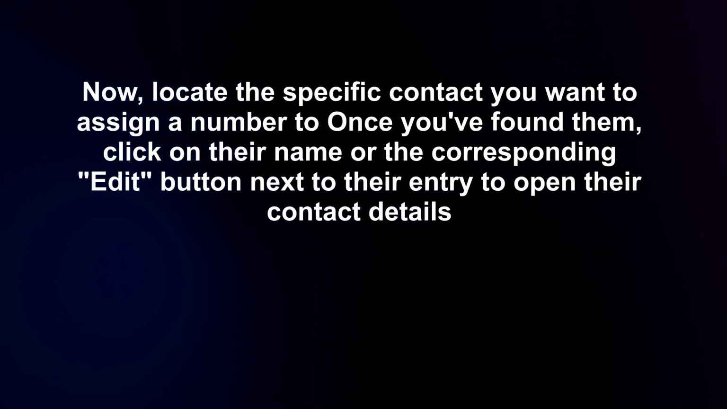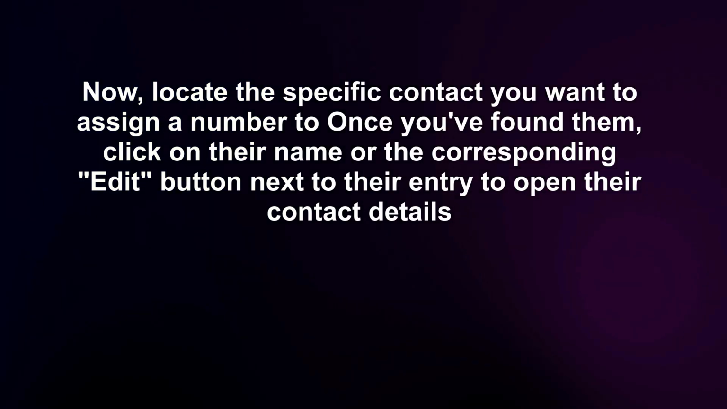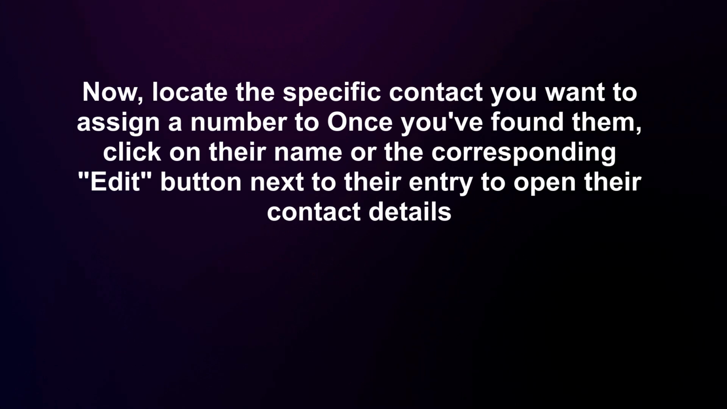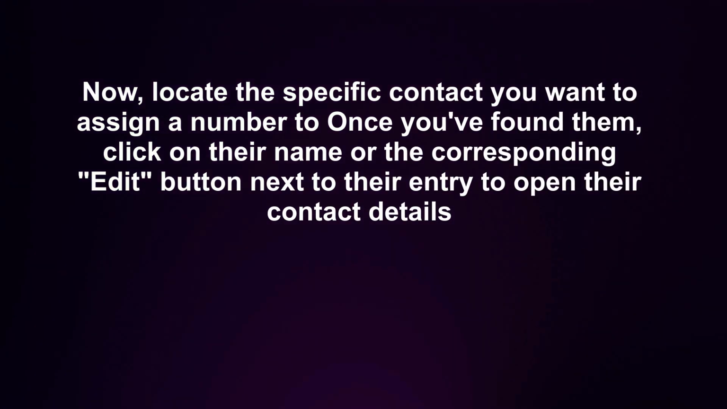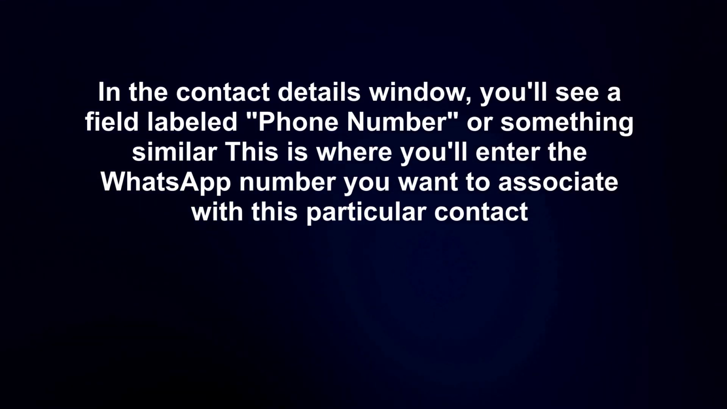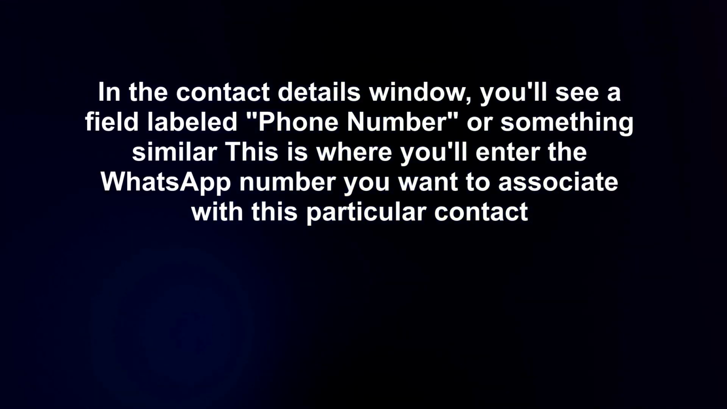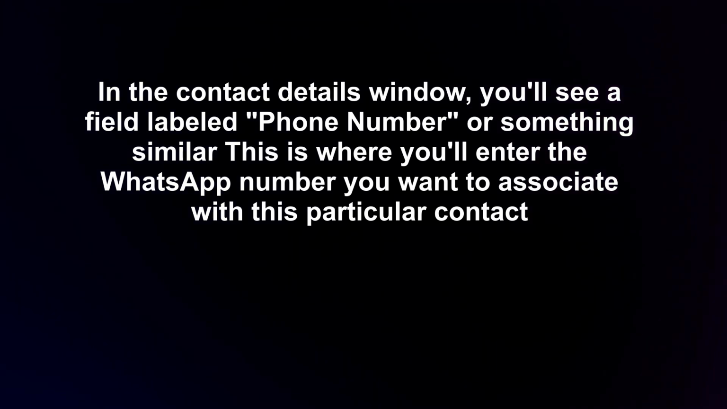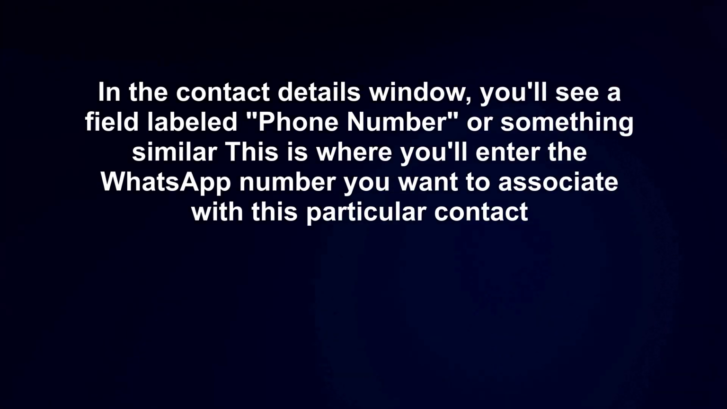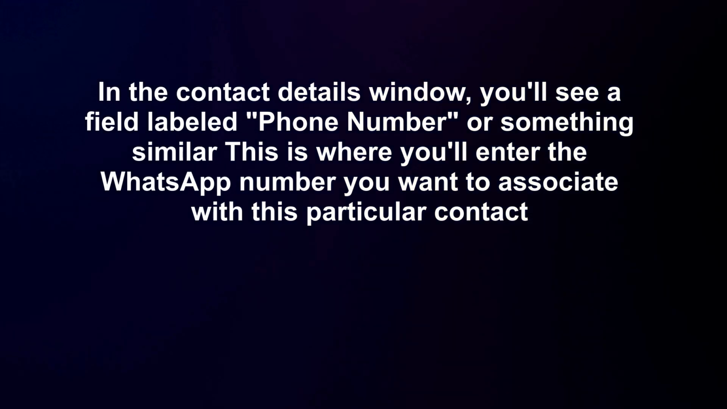Now, locate the specific contact you want to assign a number to. Once you've found them, click on their name or the corresponding edit button next to their entry to open their contact details. In the Contact Details window, you'll see a field labeled phone number or something similar. This is where you'll enter the WhatsApp number you want to associate with this particular contact.